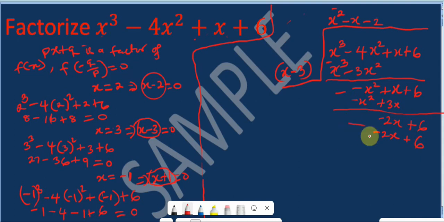Then I'll put minus again. Then this minus this is 0. This minus this is 0. You can see no remainder, meaning that this is a factor. So I now have the quotient as x squared minus x minus 2.